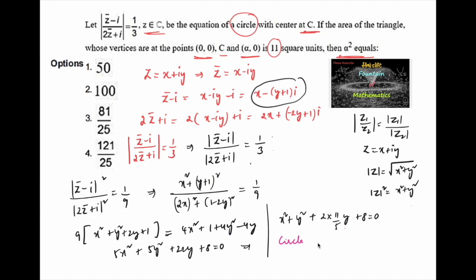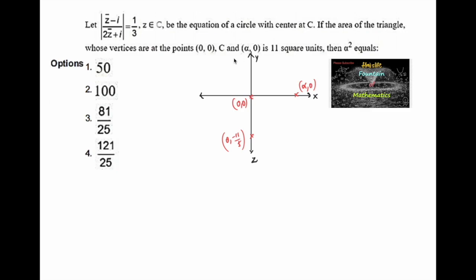It's a circle with center 0 comma minus 11 by 5. When it is compared with x square plus y square plus 2gx plus 2fy plus c equals to 0, the center will be minus g comma minus f. So here the coefficient of y is there, the coefficient of x is 0, so 0 comma minus 11 by 5 is the center. Now we consider the area of the triangle.